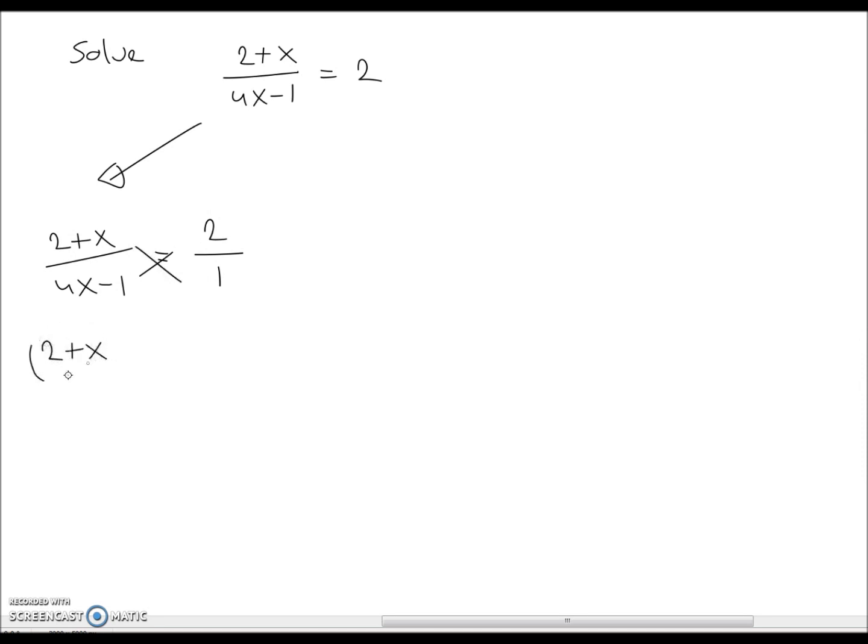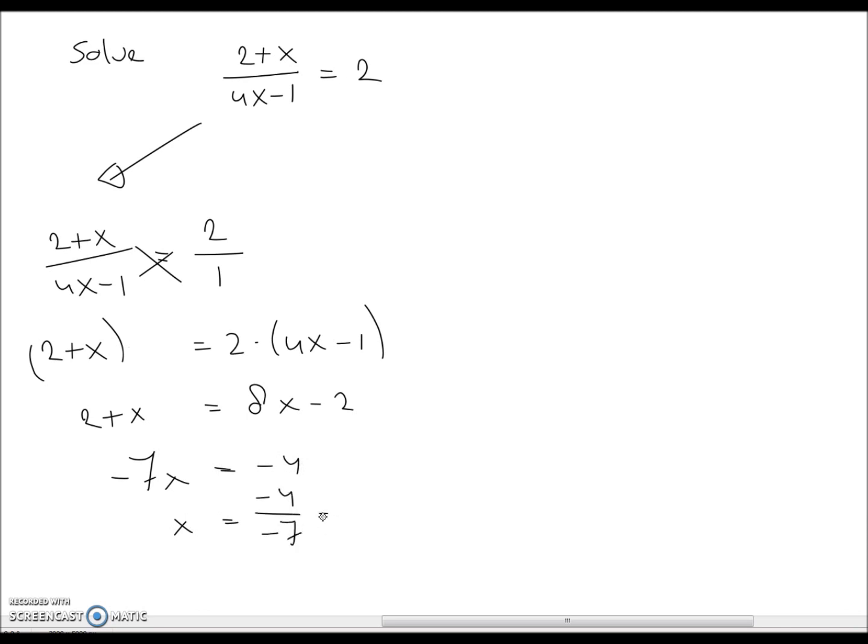2 plus x, times 1, is 2 times (4x minus 1). Obviously you don't need to write down times 1 because multiplying by 1 doesn't change anything. So here we have 2 plus x, and on this side we have 8x minus 2, which gives us negative 7x is equal to minus 4, or x is negative 4 divided by negative 7, or 4/7.